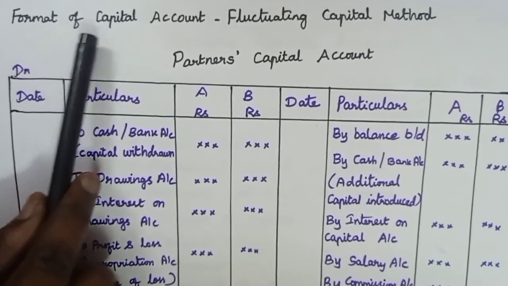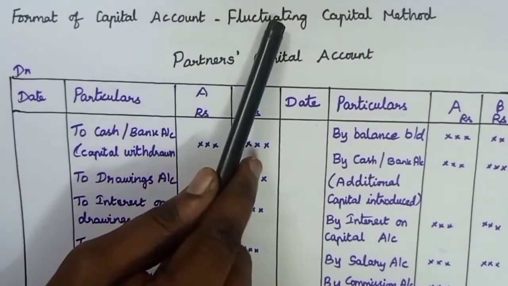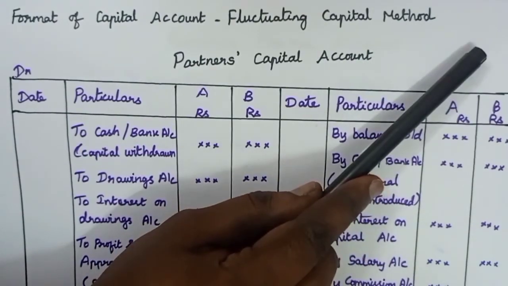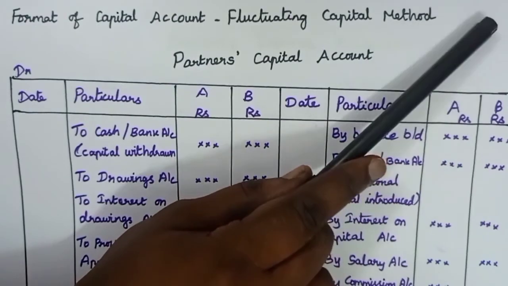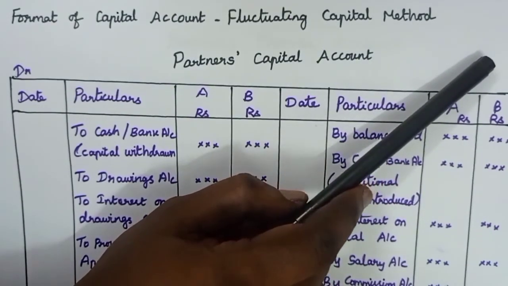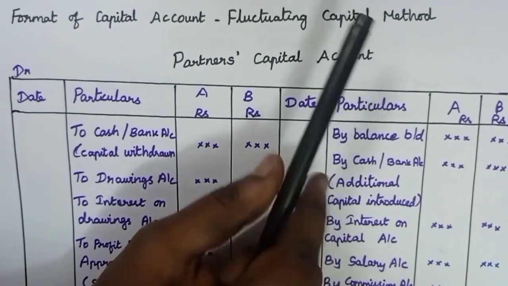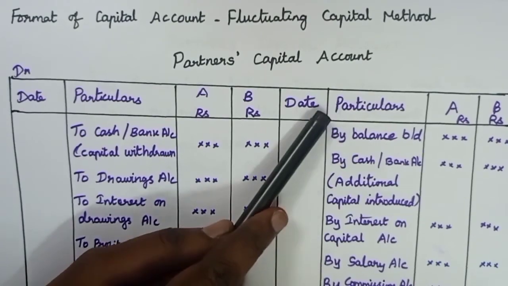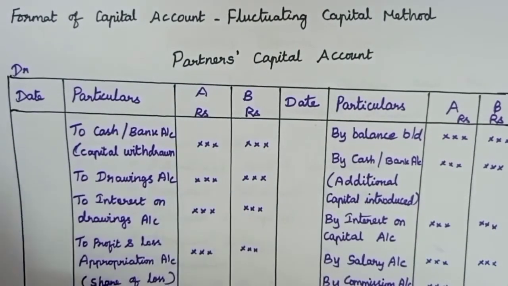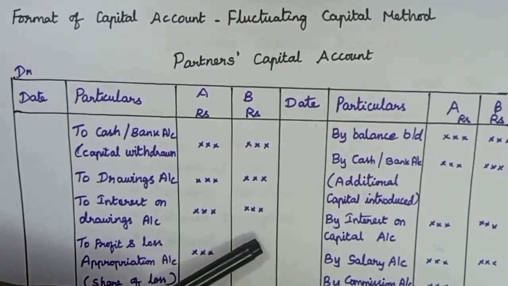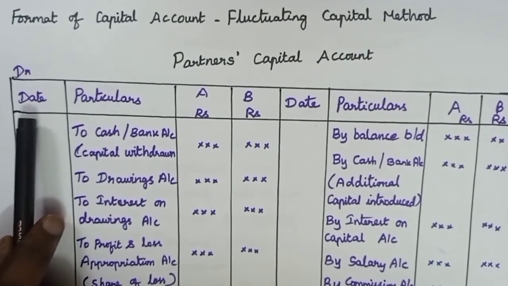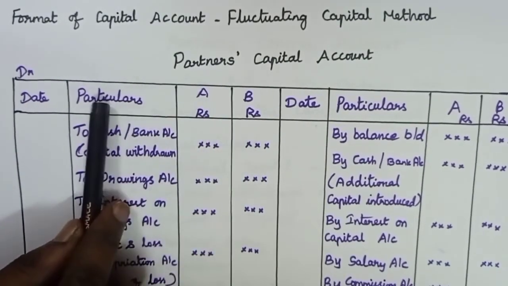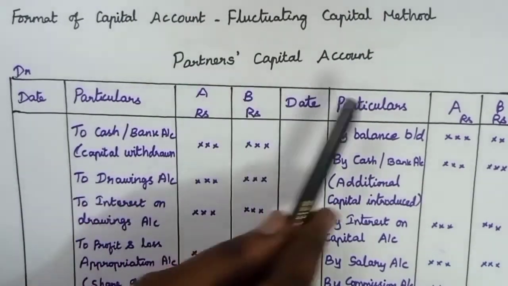Now we will see the format of capital account under fluctuating capital method. Remember, under fixed capital method we have to open two accounts, that is capital account and current account. But under fluctuating capital method we have to open only one account, that is partner's capital account, and in this account all the transactions related to the partners are recorded. In this method we have to open date, particulars and capital account of each partner on both sides, that is on the debit side and credit side.